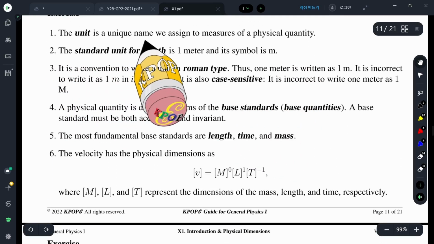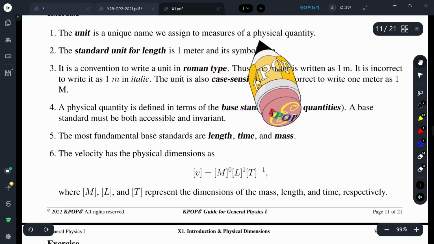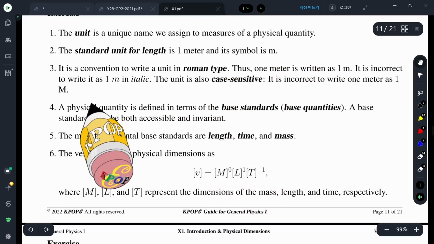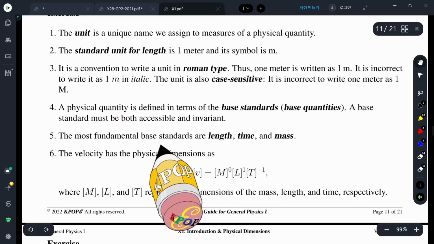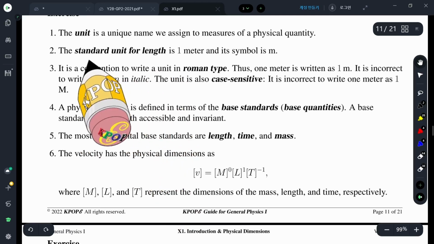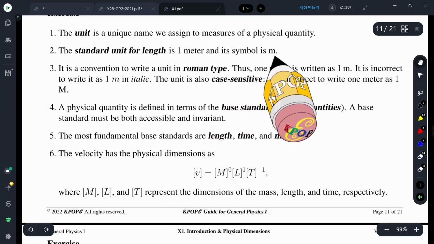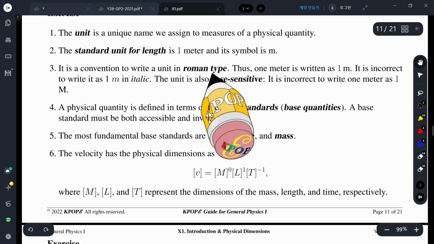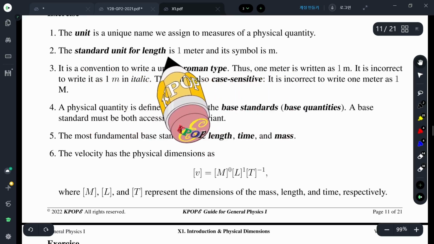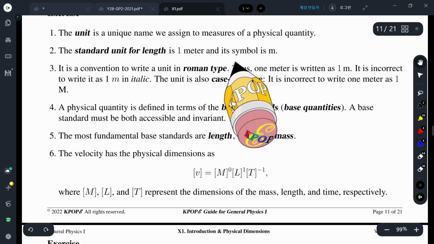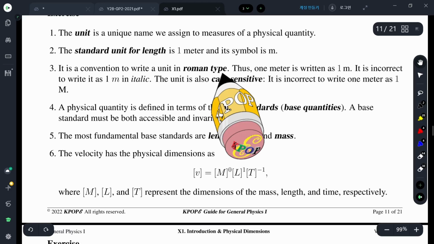The unit is a unique name we assign to measures of a physical quantity. For example, we use the International Standard Unit, called the SI unit. The standard unit of length is 1 meter. We are familiar with this, but you have to know this m is Roman. It is standing up. It is not slanted. So a unit should be written in a Roman type. Very important.